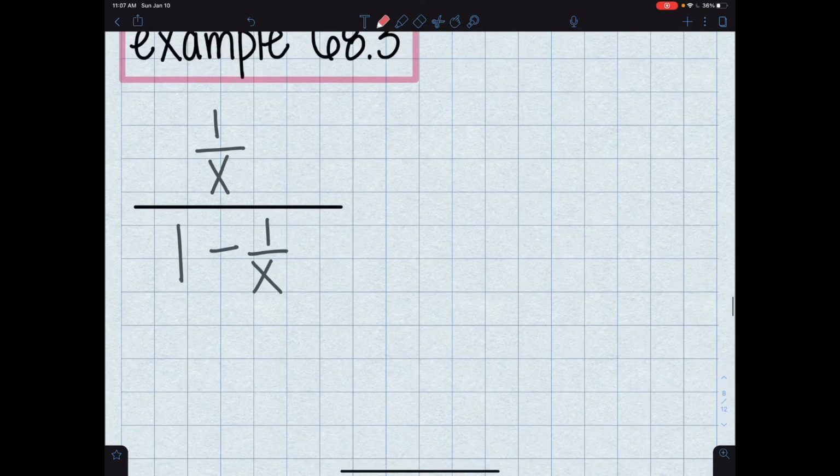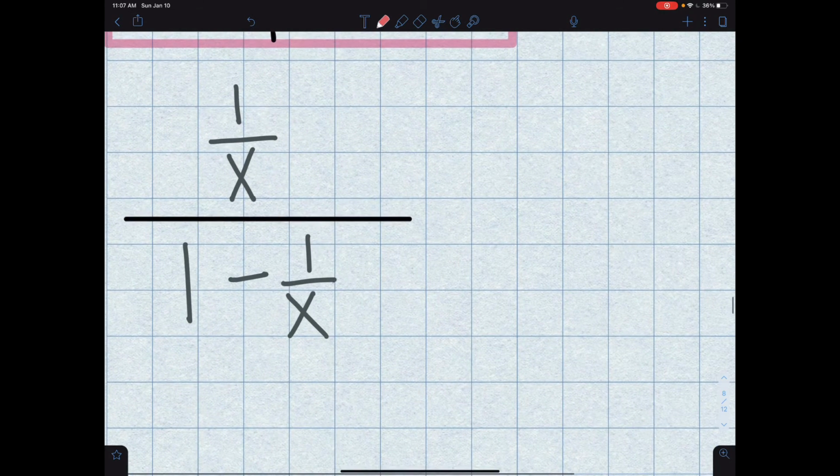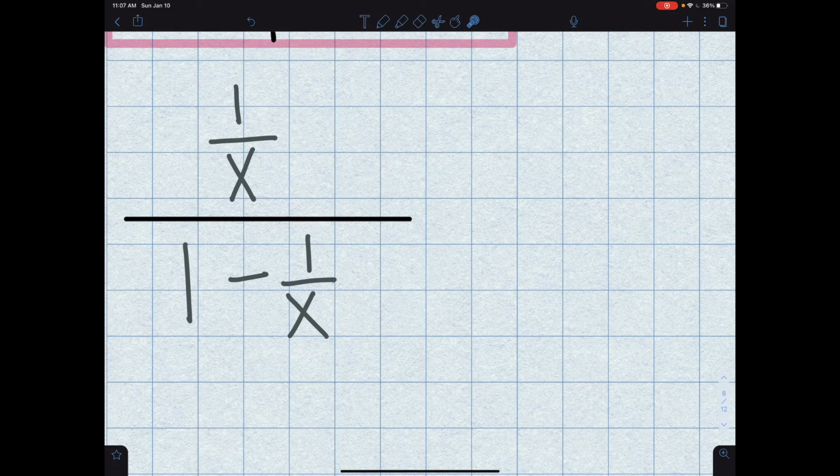All righty. Example 68.3. This is on the bottom of page 277. We're going to simplify this. On the numerator, we have 1 over x. On the denominator, we have a rational expression, okay? So 1 minus 1 over x, but we want to change that rational expression so it's not two things, it's one thing. That is step 1.